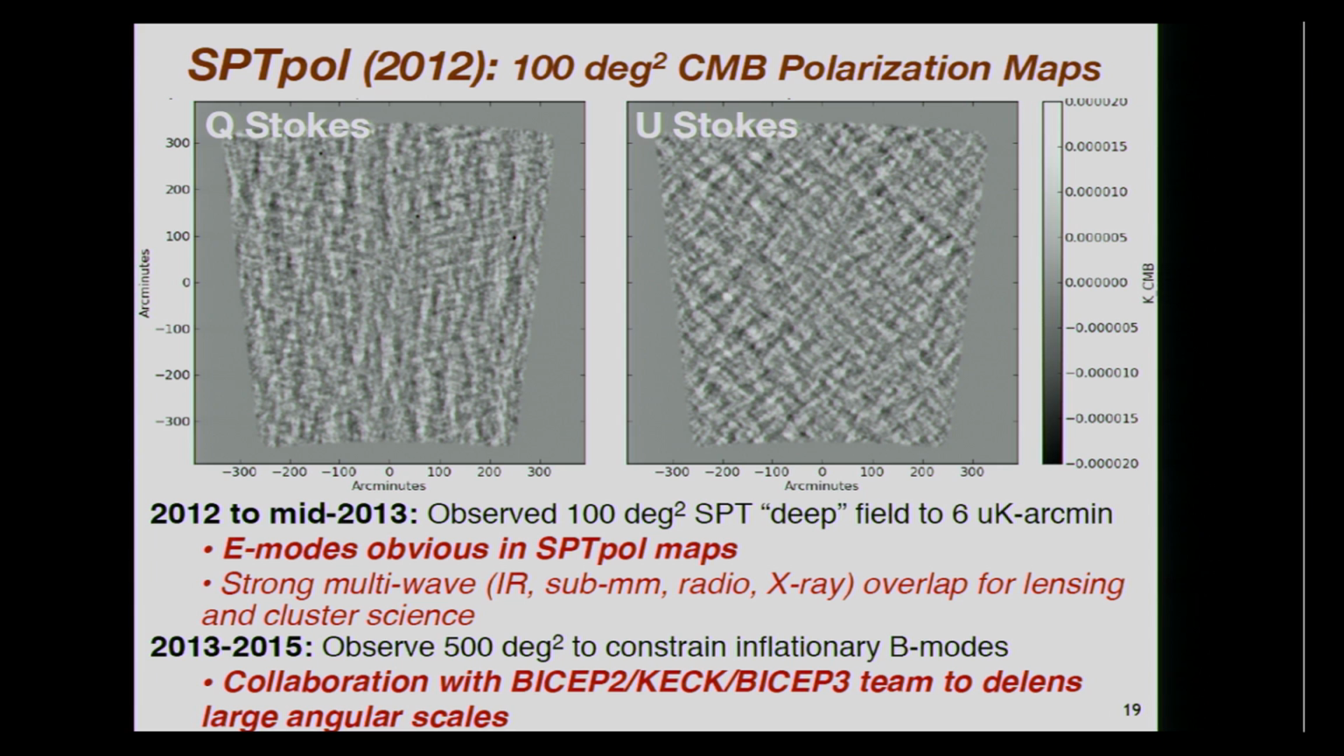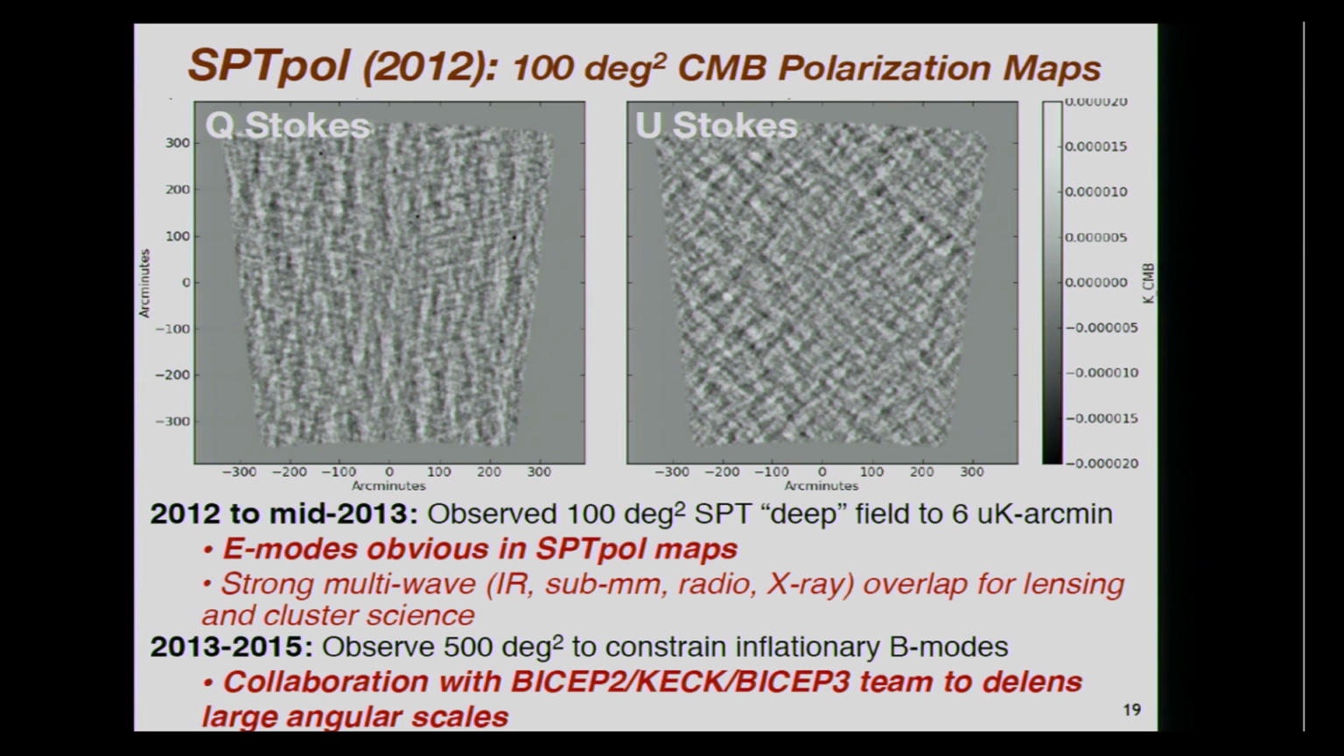So at the beginning of last year, January 2012, we upgraded the SPT to be outfitted with the SPTpol camera. This is now showing the 100 square degree maps from the first season of observations for SPTpol. These are the Q and U Stokes parameters maps.